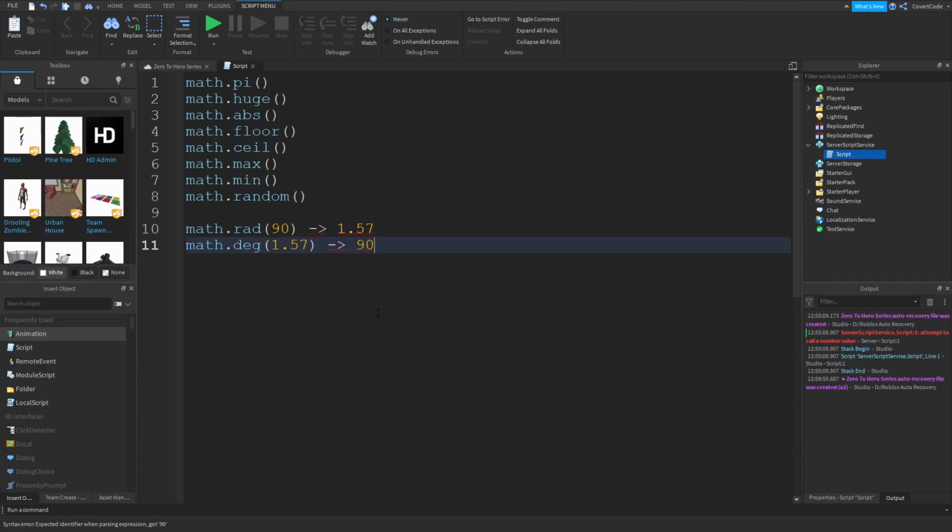Now, I'm going to include a page in the description below, which will take you to the official Roblox wiki. It's a page about the math class, how you can use it, and all of the different types of functions which we have not covered, okay? Because there's such a huge list and they can get so complex. Actually, they're not that complex, but I just decided to cover the essentials.